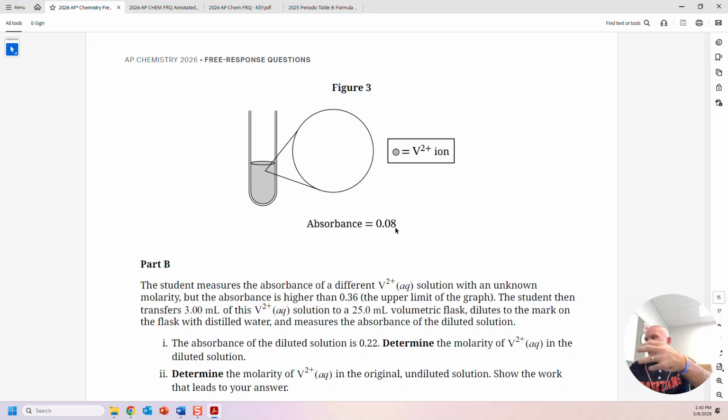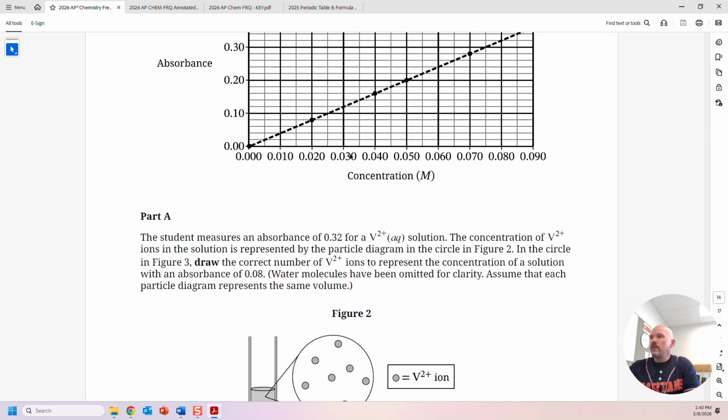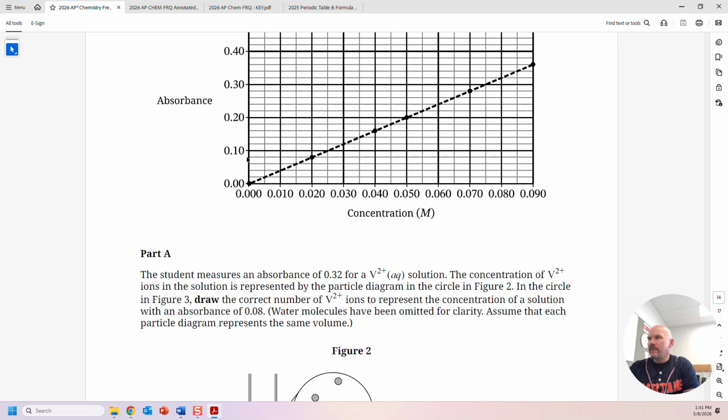And so this is where it could get confusing, because the initial absorbance they gave us was 0.32, and that translated to a 0.08 molarity. But now they're saying the absorbance is now 0.08. So we got to figure out what molarity that is and then draw the particulate diagram, right? So we got to find 0.08, which would be right here on our chart. We go to where it intersects the line. So the molarity is 0.02.